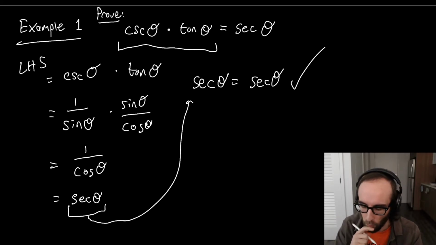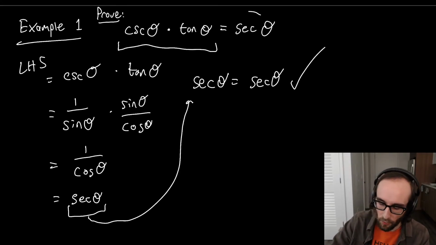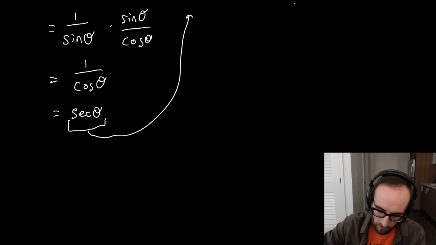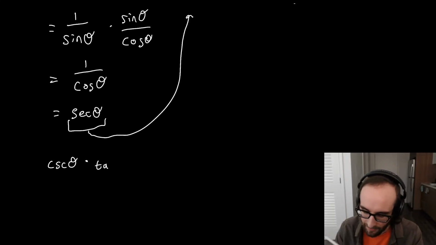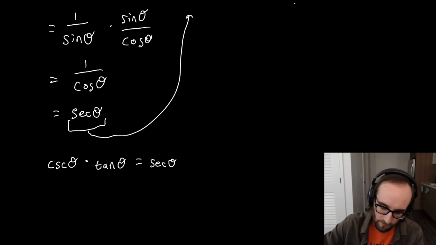I want to go over what we should avoid doing. In other words, we don't want to assume that this equation is true and then work with it as a true equation. I'm going to clarify what that means right now. So we have cosecant of theta times tangent of theta equals secant of theta. And this is an example of what not to do.